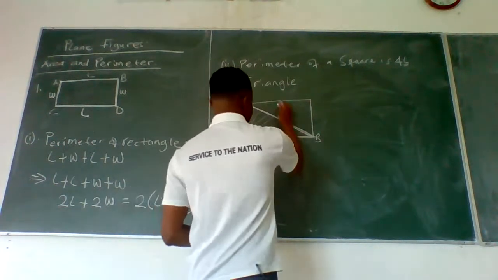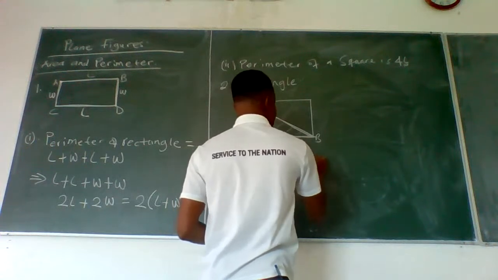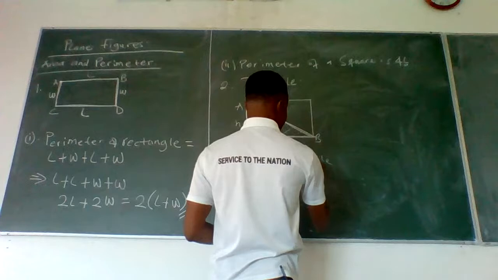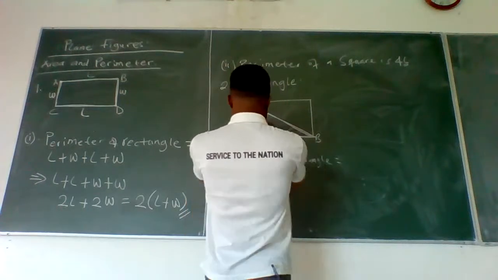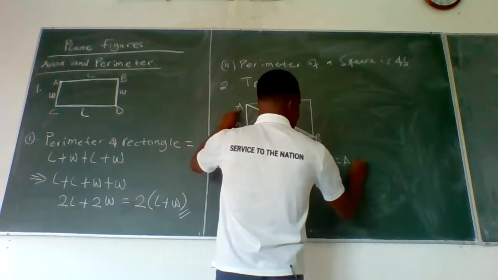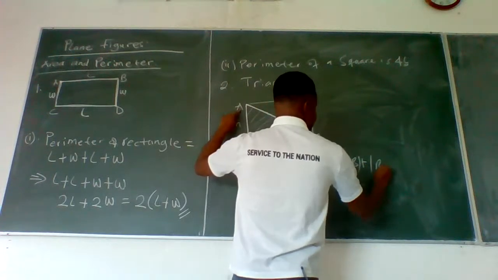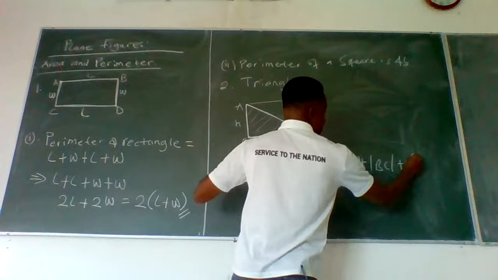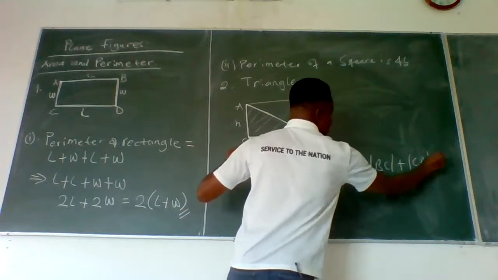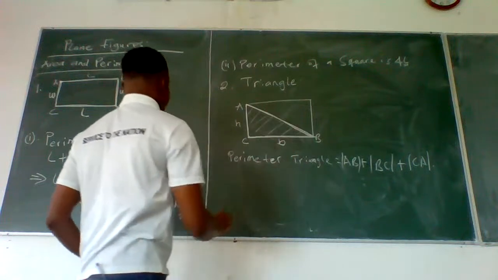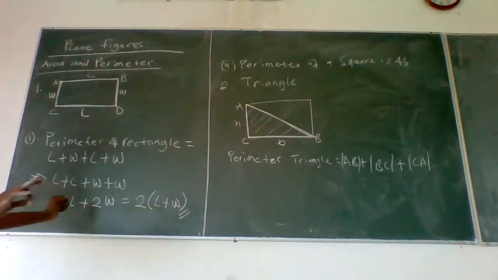So the perimeter of a triangle is equal to length AB plus length BC plus length CA. This will give us the perimeter of this. So that's basically what the perimeter is.